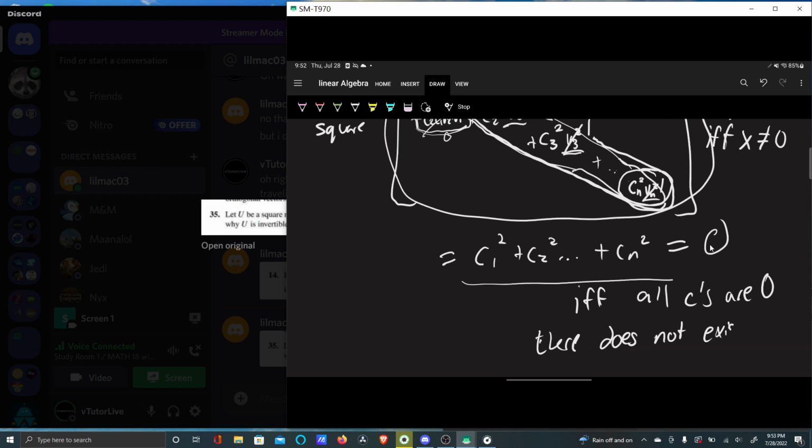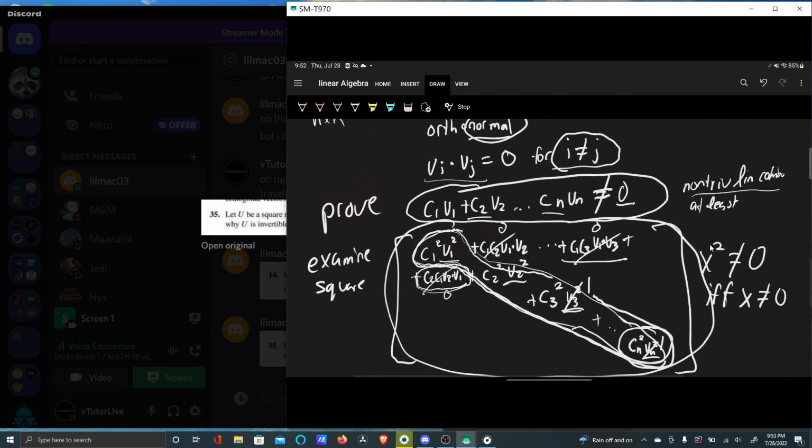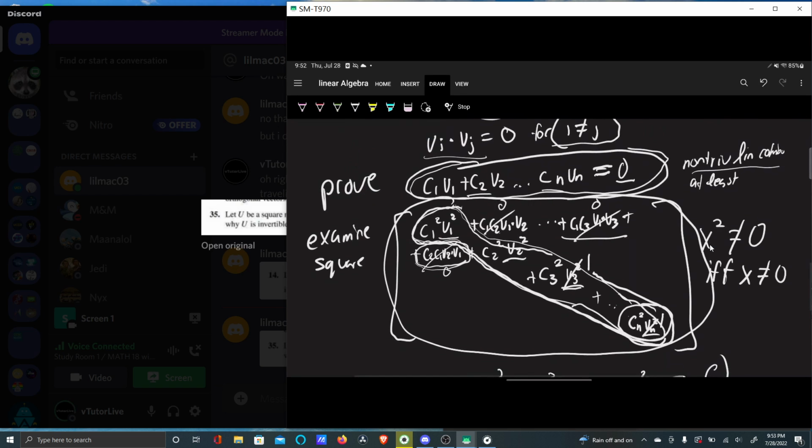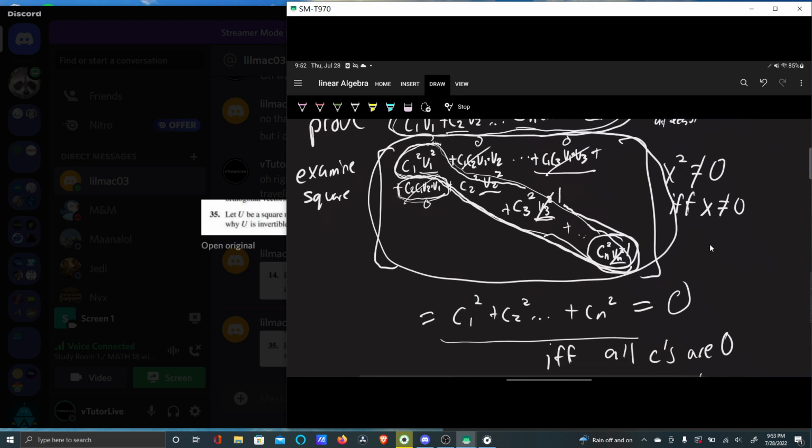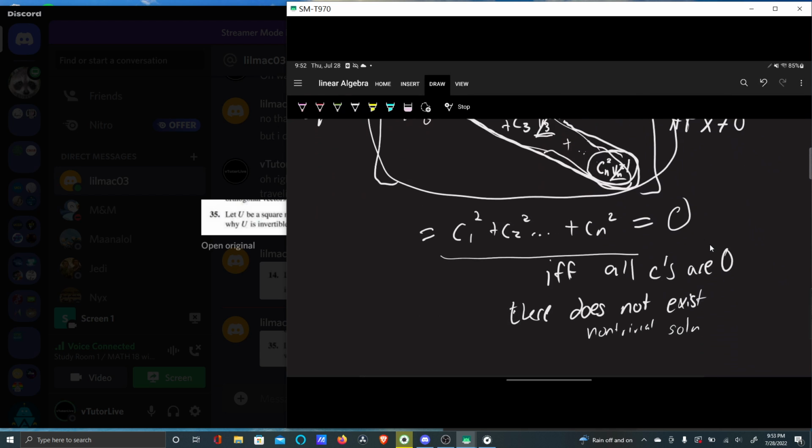There does not exist a non-trivial solution. There does not exist any non-trivial set of C's to make this thing equal to 0. The only way to make this equal to 0 is for the trivial solution, all the C's are 0. Sorry, it's been a while since I worked in linear algebra, so my phrasing is a little bit poor. But I hope you're seeing the picture.